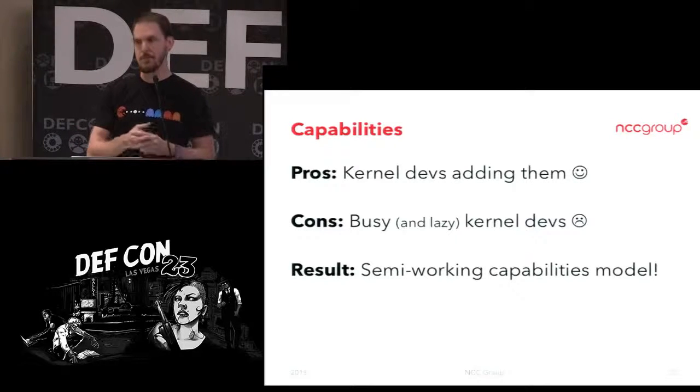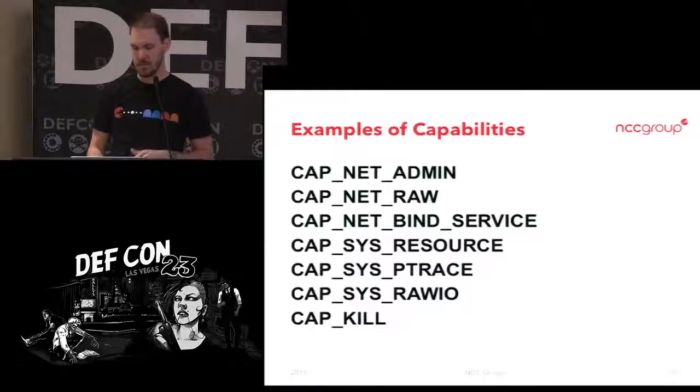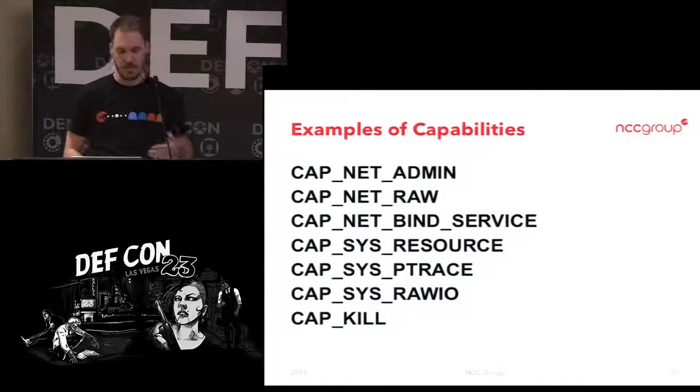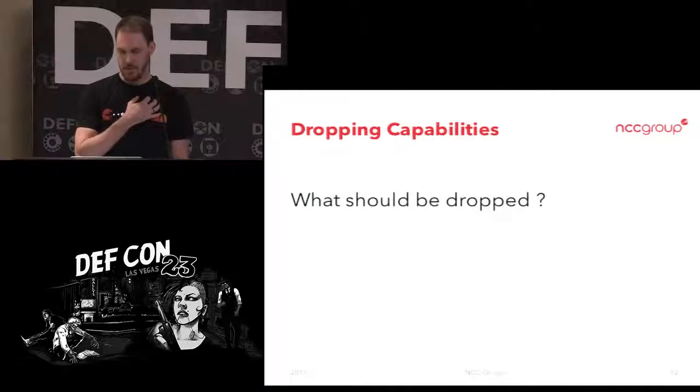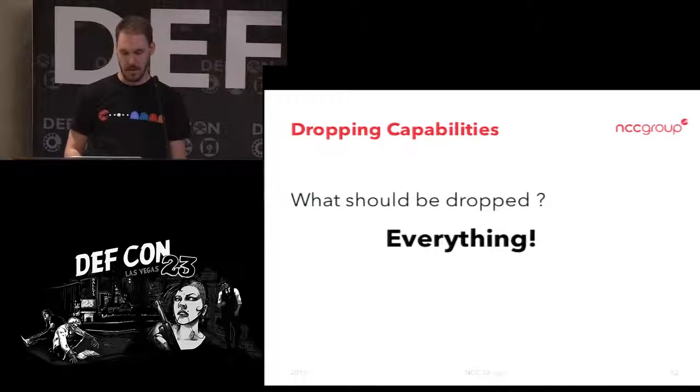The bad thing is that they started lumping them together a bit in weird ways. And so you end up with a capabilities model that somewhat works, but is confusing, hard, and can be messed up. Some of the dangerous capabilities, or capabilities that you might commonly encounter, are things like being able to receive raw packets, or bind to something lower than 1024, or change resource controls, or send kill. So everyone always asks, what capabilities should be dropped? Should I drop this or that? And really, you want to drop all of them.